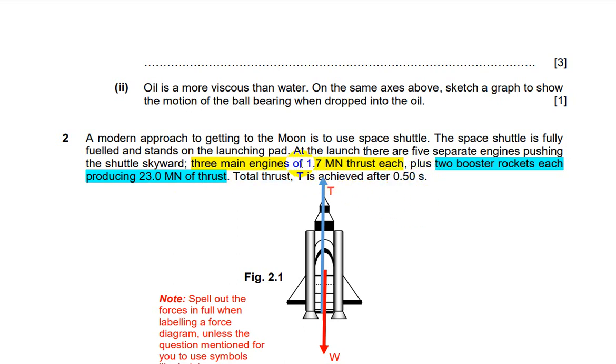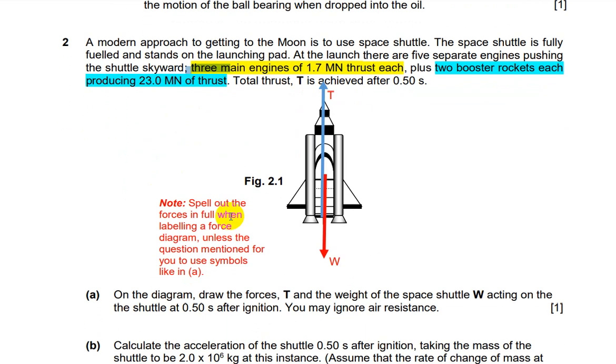So we look at the total thrust, which is 23 times 2 plus 1.7 times 3, right? Yeah, so draw the forces. Thrust has to be upwards, because since I need to launch the rocket upwards, there must be some upward force to push it up that is greater than weight, otherwise the rocket cannot leave the ground, right?